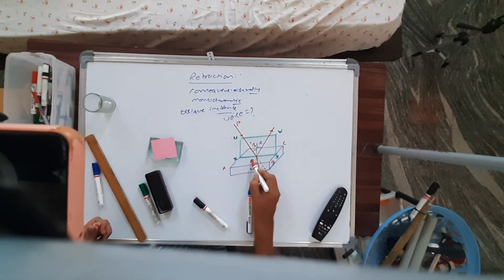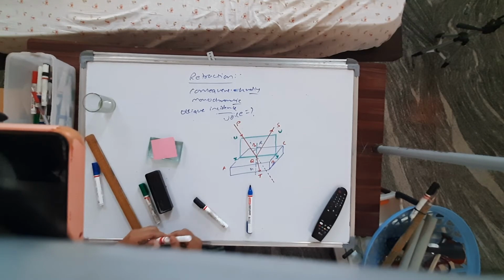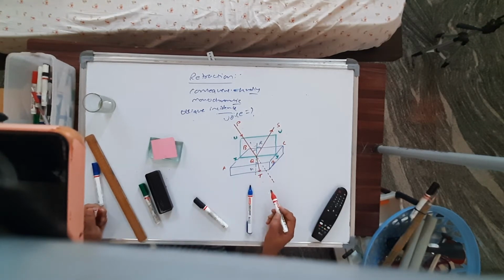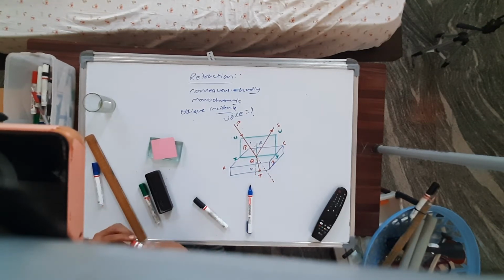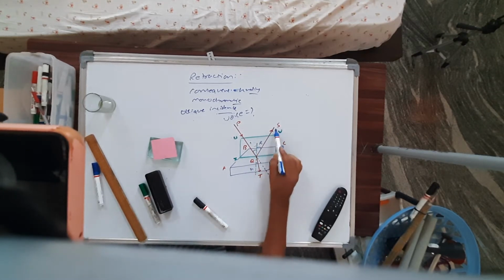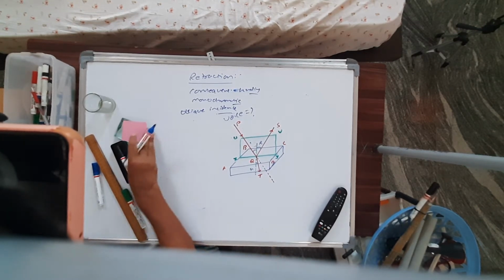Let PQ be the incident ray. QS is the reflected ray and QT is the refracted ray. Let i be the angle of incidence, capital R the angle of reflection, and small r the angle of refraction. Please remember, a small portion of light gets reflected and a small portion of light gets refracted also. And the phenomenon is called refraction.